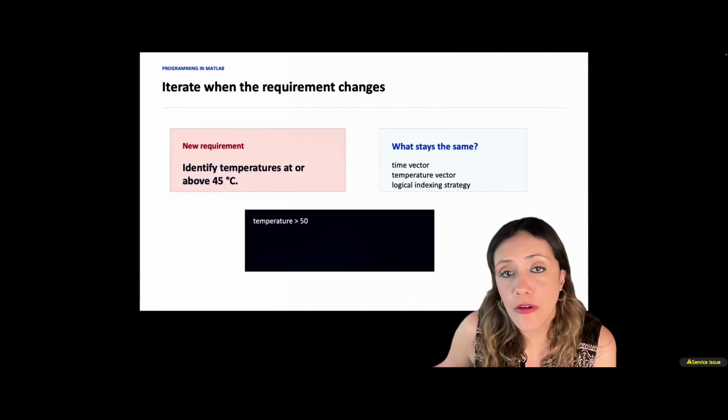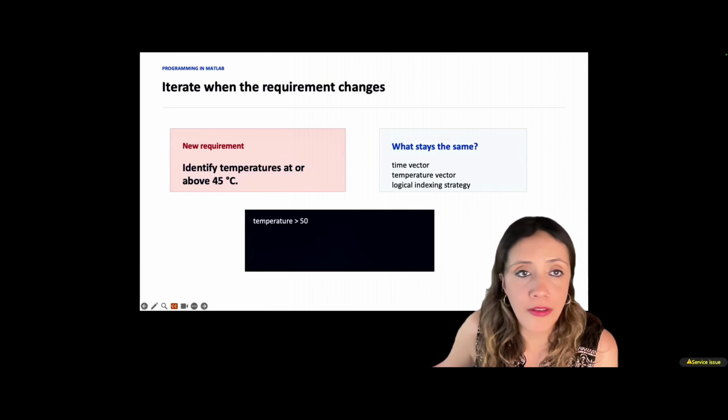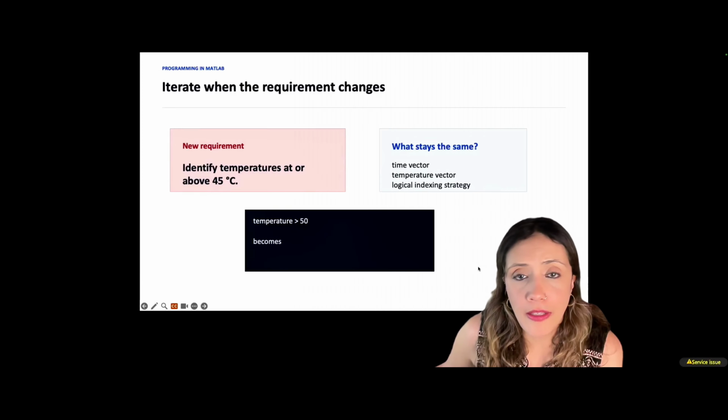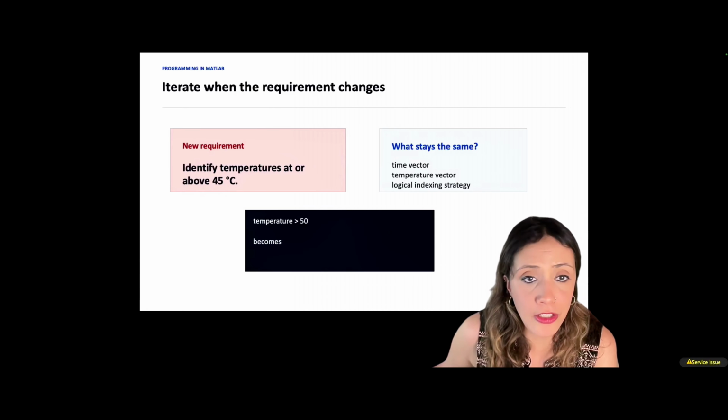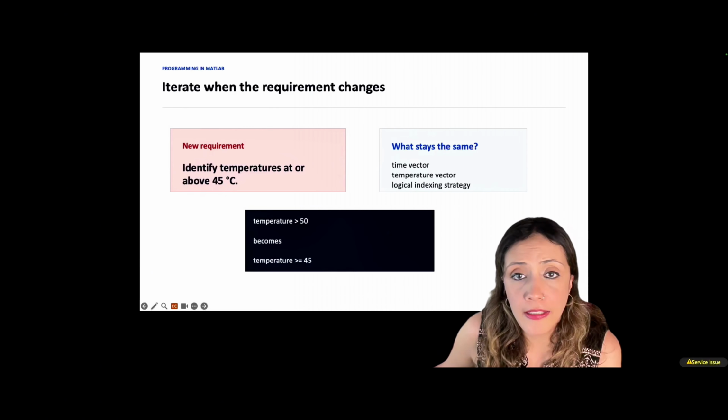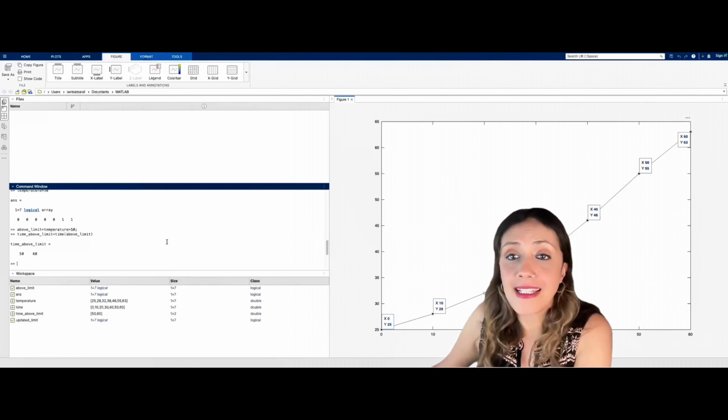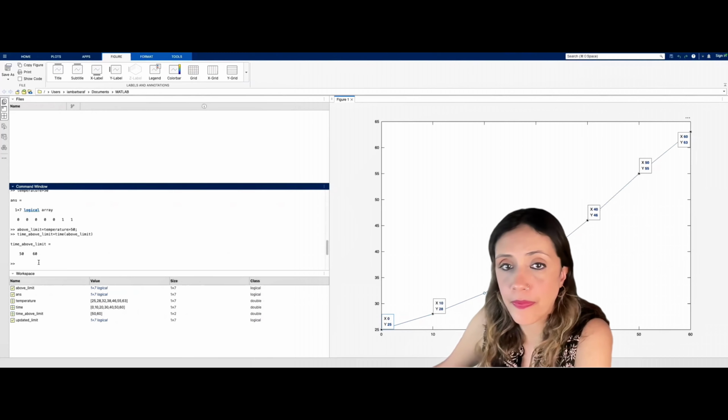And here's the original condition, temperature greater than 50. Here is the structure of the condition. This stays exactly the same, but the criteria changes. And now the condition becomes temperature greater or equal to 45. Now let's go to MATLAB and see the new results.